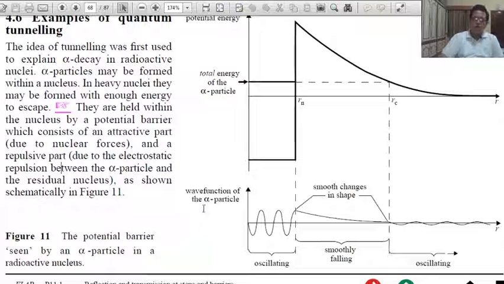Okay, what will happen? The wave function of the alpha particle is initially oscillating, then smoothly changes in shape, and then is again oscillating with small magnitude, smoothly falling.